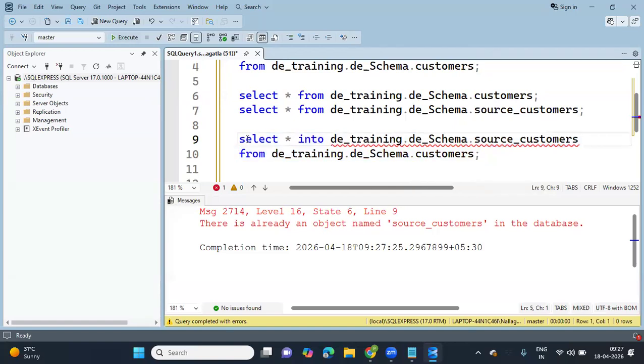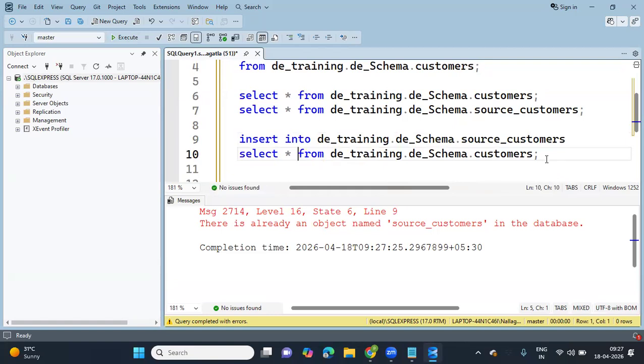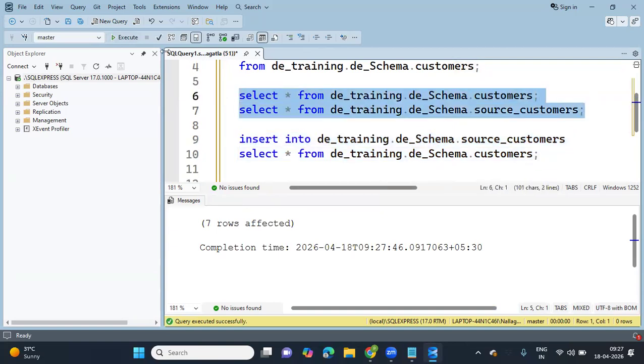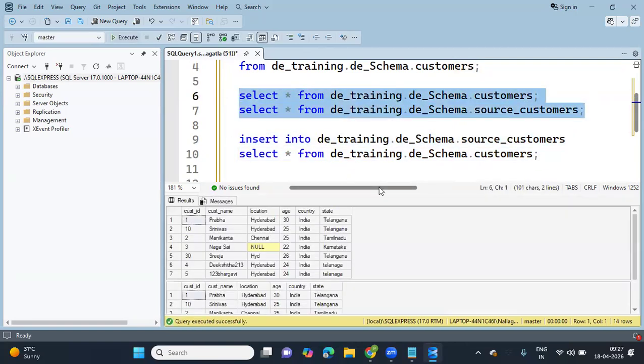Let's do insert into now. The table already exists, that's why it was not allowing this. Insert into, direct select star from. So this is another way of inserting. We are inserting data from one table into another table. This is how we do it in real time. Okay, 7 rows affected. Now both the tables have the same data.